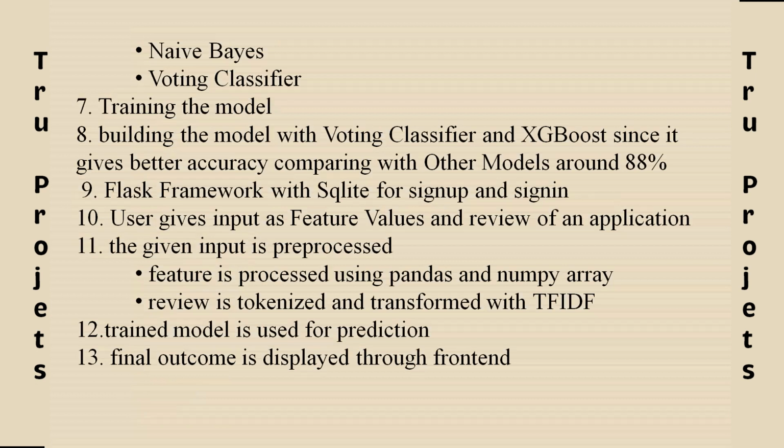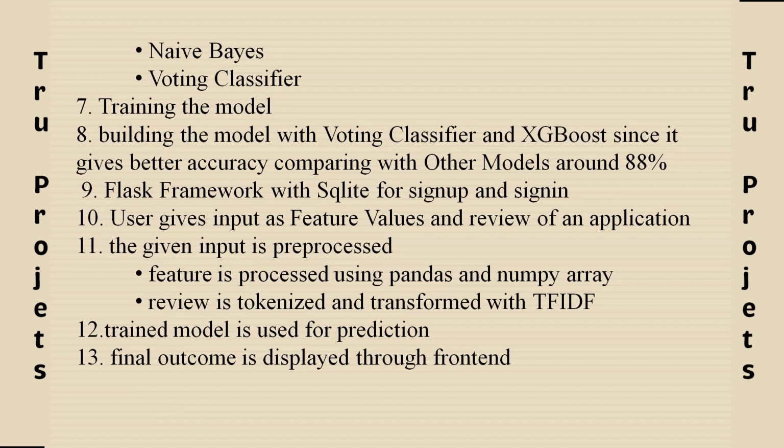Naive Bayes. Naive Bayes is a probabilistic classification algorithm based on Bayes' theorem, often used for text classification. Naive Bayes can efficiently classify app reviews into sentiment categories, making it suitable for sentiment analysis. Voting classifier. Voting classifier combines multiple machine learning models and takes a majority vote to make predictions. Voting classifier leverages the strengths of various algorithms to enhance sentiment analysis accuracy for app reviews.